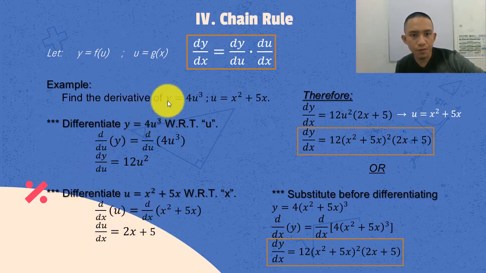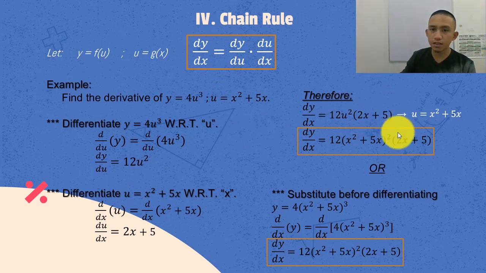What are we trying to figure out here? Is the derivative, or the y prime, or dy dx. Okay. So according to my chain rule, because what I have is dy du and du dx, all I need to do is multiply. So if I multiply these two derivatives, 12u squared and 2x plus 5, that will give me my dy dx, which is 12u squared times (2x plus 5).